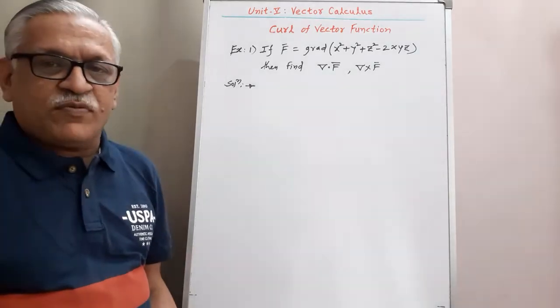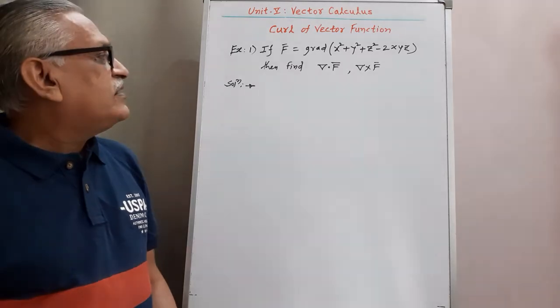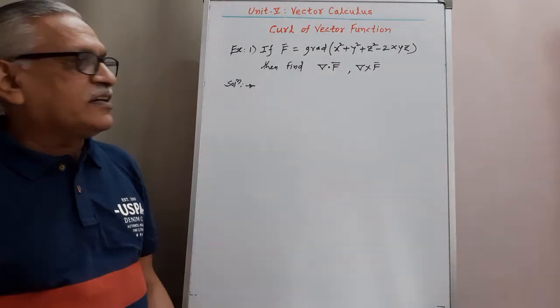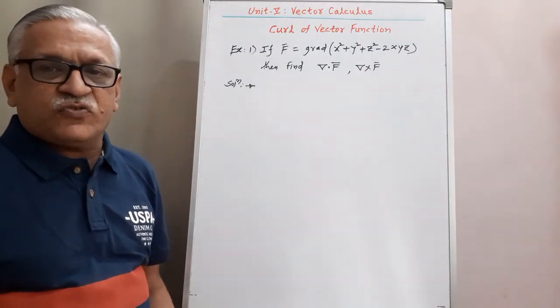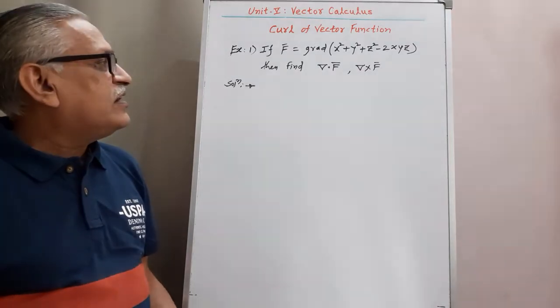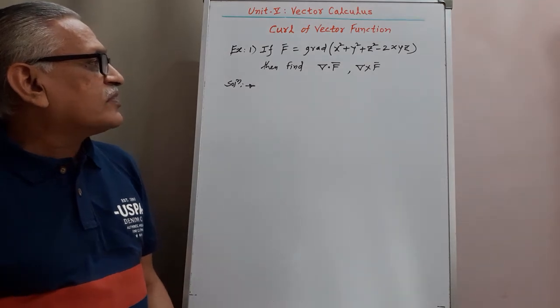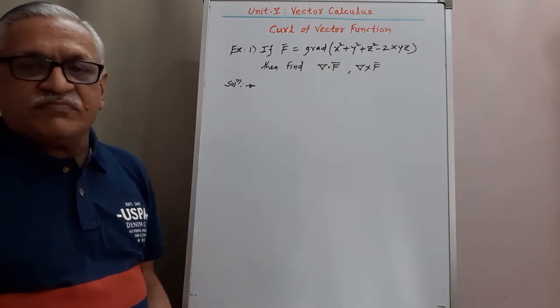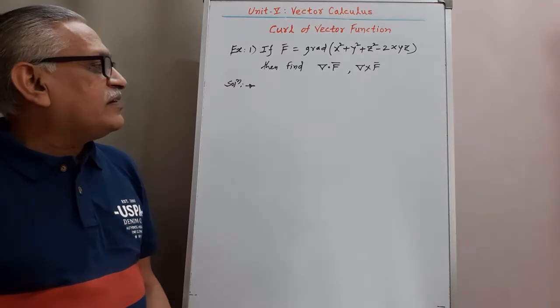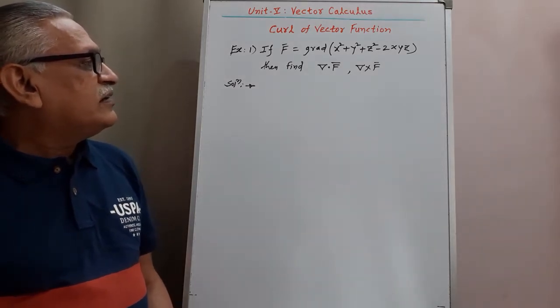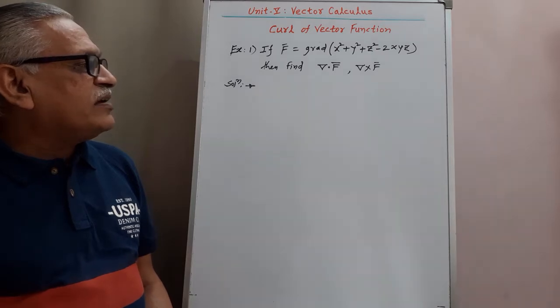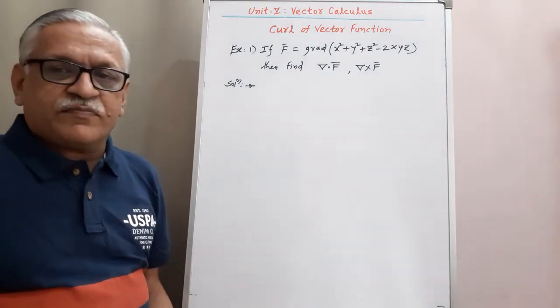Let us solve some problems. Example number 1: if f bar is equal to grad of x square plus y square plus z square minus 2xyz, a given scalar function, it is a vector function f bar, then determine del dot f bar and del cross f bar.